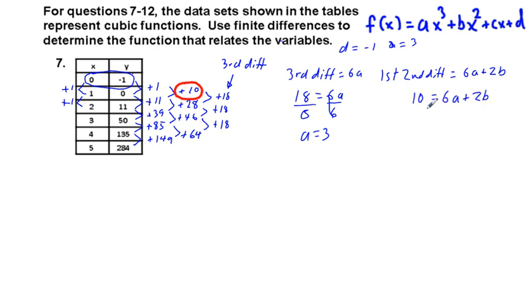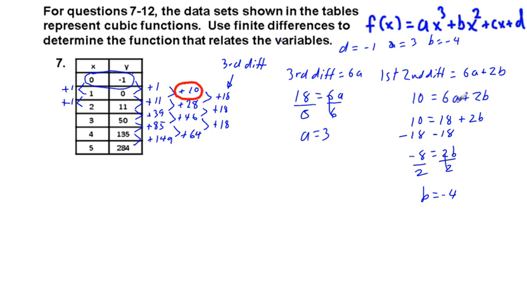Now we've already established that our 6a is our third difference, which is going to be 18. So 10 equals 18 plus 2b. And we subtract 18, we get negative 8 is equal to 2b. And dividing by 2, b is equal to negative 4. So I'm going to put b is equal to negative 4 up here.